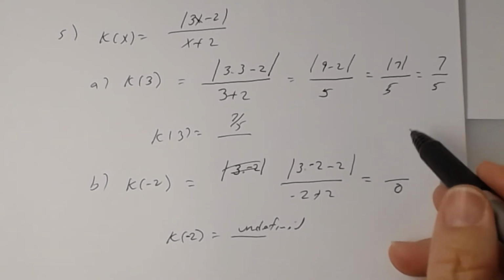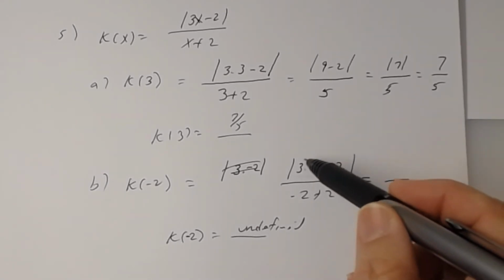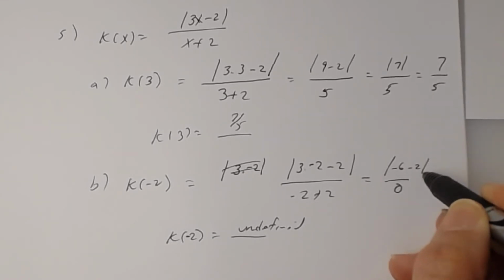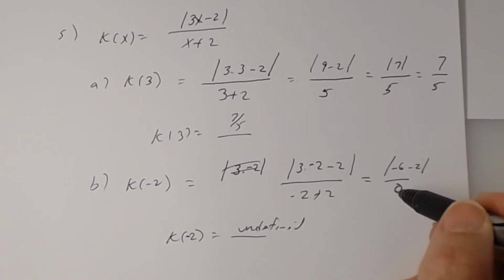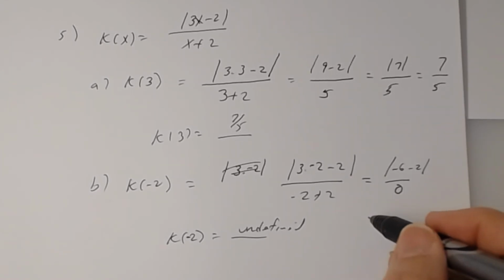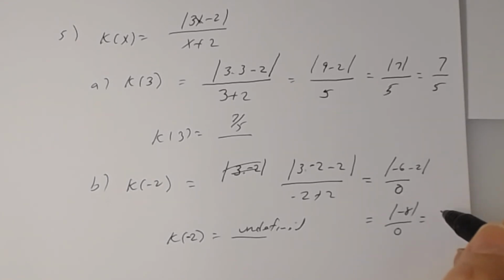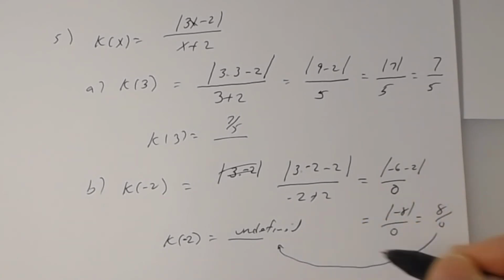But let's finish the numerator. What's 3 times negative 2? So it becomes negative 6 minus 2. What's a negative 6 and a negative 2? Negative 8. So it becomes absolute value of negative 8 divided by 0. But what is the absolute value of negative 8? And what's 8 divided by 0? Undefined.